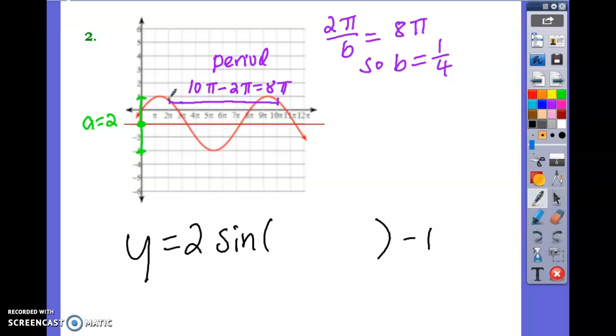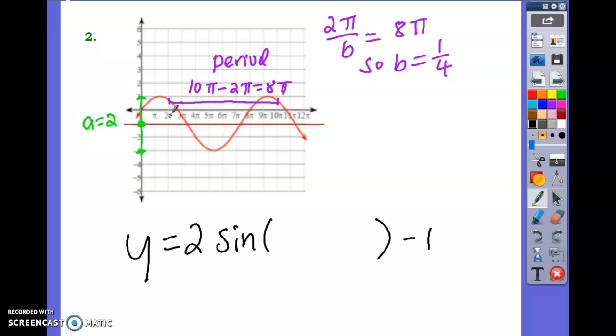My period, and I just chose from 2 to 10 pi, and that difference is 8 pi. So the period is 8 pi, so I set that equal to 2 pi over b, which makes b 1/4, because 2 pi divided by 1/4 gives me 8 pi.